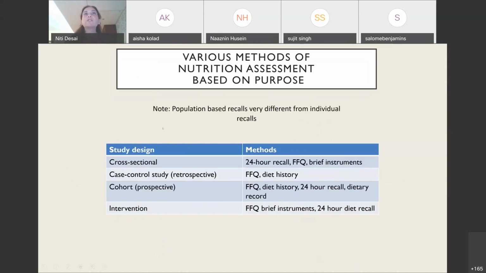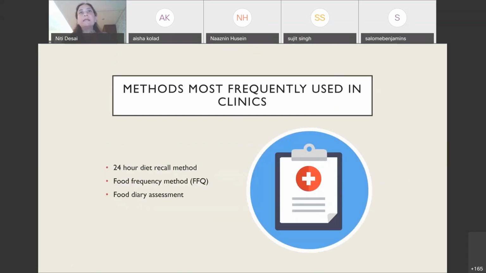For example, population-based recalls, when somebody's into designing a research study, is very different from individual recalls. For a retrospective study, we need a food frequency questionnaire and diet history, while for a prospective cohort study, we would need a food frequency questionnaire along with a 24-hour recall. In the clinical setting, in an OPD setting or in a clinic, the most frequently used methods are 24-hour dietary recall, food frequency questionnaire, and the food diary.